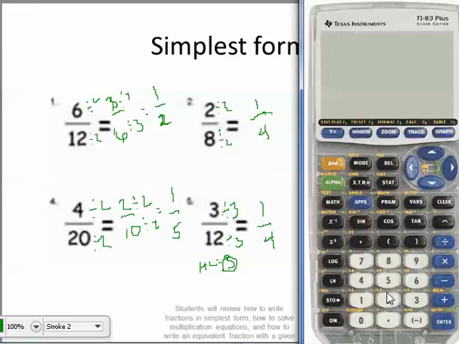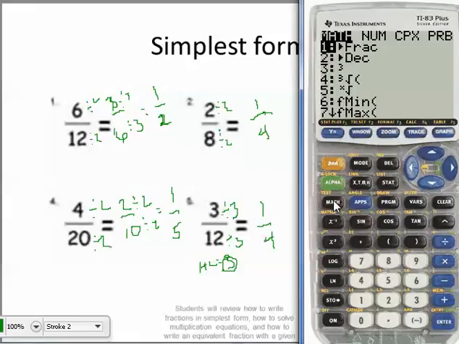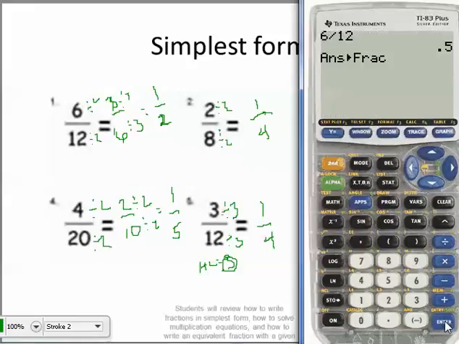If I take 6 divided by 12 on the calculator, it gives me 0.5. Now, I got it. You know that fraction. No problem. But watch this trick. If I push math and I push number 1, which it says right here is turn this into a fraction, I'm going to press 1 and then hit enter. It gives me the fraction.